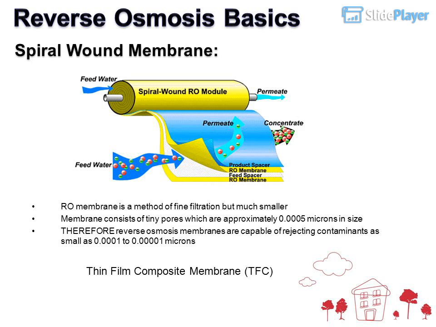Spiral wound membrane. The RO membrane is a method of fine filtration but much smaller. The membrane consists of tiny pores which are approximately 0.0005 microns in size. Therefore reverse osmosis membranes are capable of rejecting contaminants as small as 0.0001 to 0.00001 microns. Thin film composite membrane, TFC.